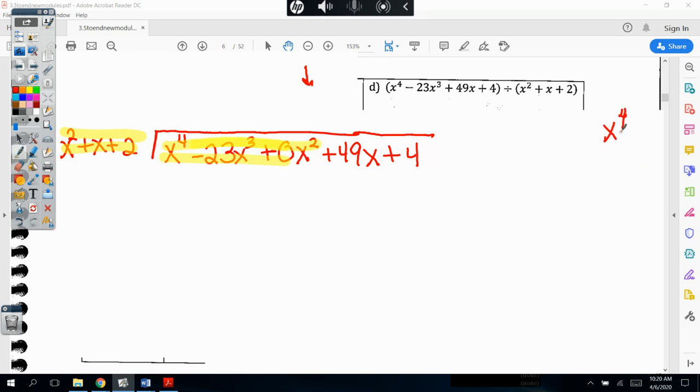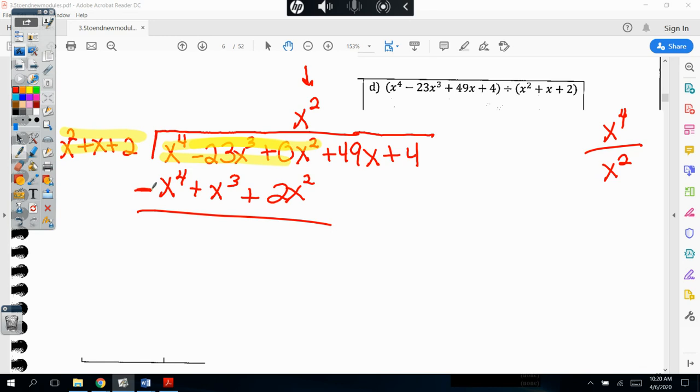So how many times does x squared go into x to the 4th? It is x squared times, and since we started 3 in, we are in the right spot. You will triple distribute down x to the 4th plus x cubed plus 2x squared. Change all the signs. Negative 24x cubed minus 2x squared. Drop down the 49x.